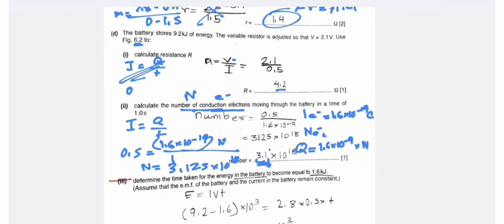So 3.1 into 10 to the power 18. What we have done in this question is that we know current is equal to charge per unit time, and we know the value of current, that is 0.5, from the graph. So current is 0.5 and the time is 1 second. So what is the charge?